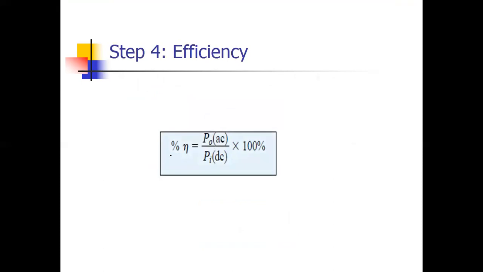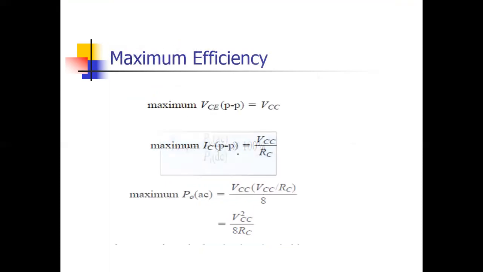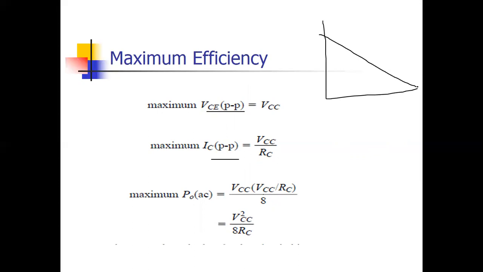Now efficiency. Efficiency is the ratio of AC power to DC power. So P0 AC divided by Pi DC is your efficiency. Now for maximum efficiency, you have to check what is the maximum peak to peak voltage and the maximum peak to peak current. If you remember the load line and expression, maximum voltage was VCC, and maximum current was VCC by RC.